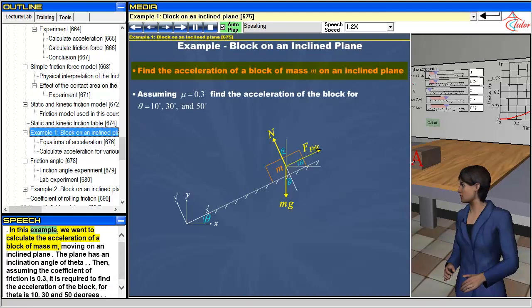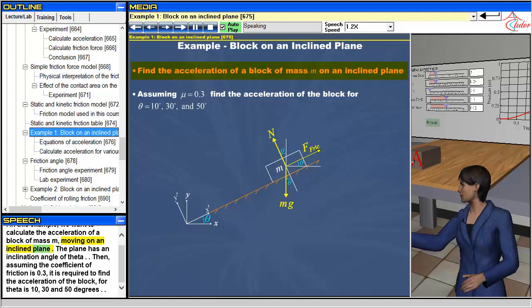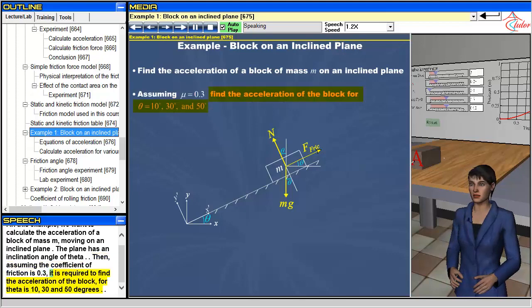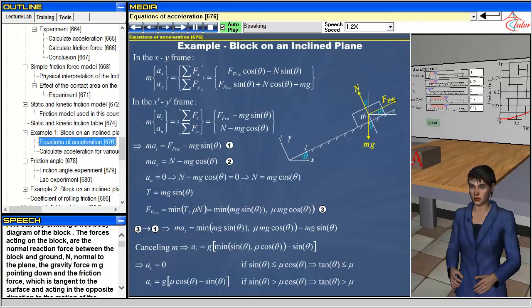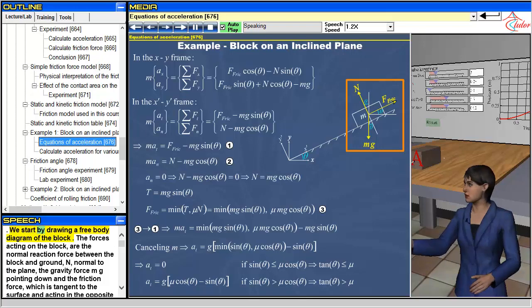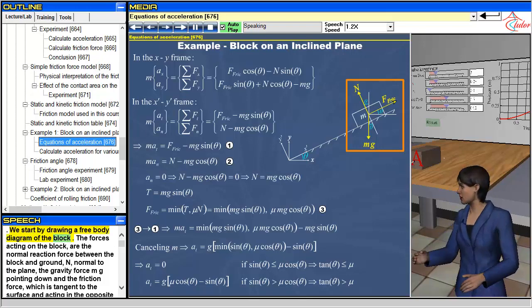In this example, we want to calculate the acceleration of a block of mass m, moving on an inclined plane. The plane has an inclination angle of theta. Then, assuming the coefficient of friction is 0.3, it is required to find the acceleration of the block, for theta is 10, 30 and 50 degrees. We start by drawing a free body diagram of the block.